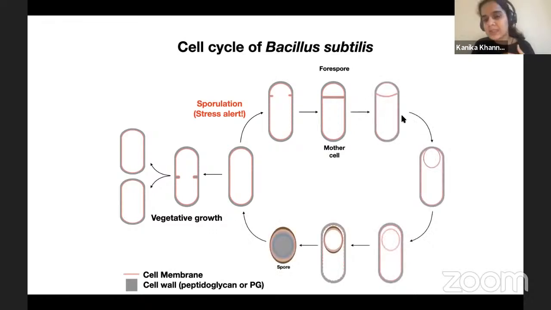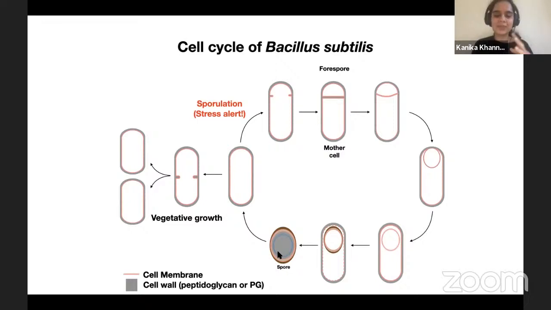Eventually, the mother cell membrane moves forward in order to engulf the forespore. And once the spore is completely inside the mother cell, it is protected by different layers of coat and cortex, which also preserve the genetic material of the spore inside this endospore. Eventually the mother cell will lyse and the spore is released, and these spores can stay dormant for many, many years. There are reports of isolation of spores which are as old as 25 million years.